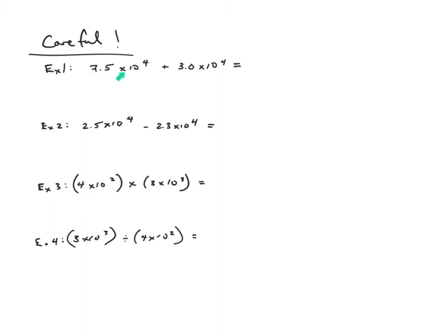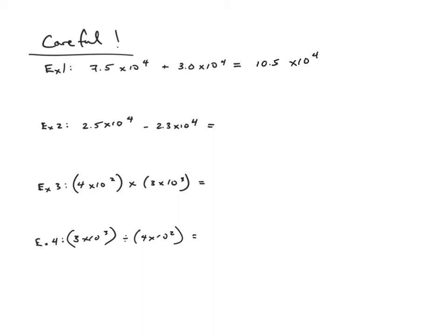Example 1, 7.5 times 10 to the 4th plus 3.0 times 10 to the 4th. Okay, so it's an addition subtraction type of problem. The coefficients are 7.5 and 3. My exponents are 10 to the 4th and 10 to the 4th. Those are the same, which means I can add this. However, when I add this, I get 10.5 times 10 to the 4th.